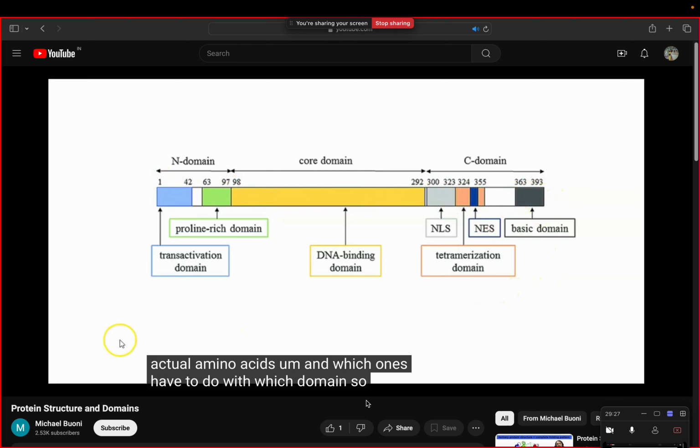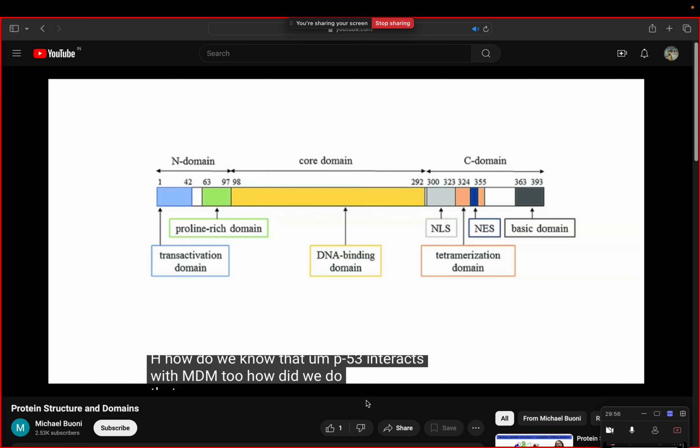So now that you have a fundamental sense of what a domain is, we can use the idea of domains to compare not only homology, but to find out which proteins happen to have DNA binding domains or tetramerization or whatever you want. This is where a lot of the work in proteomics is done, because this is how we figure out, how do we know that P53 interacts with MDM2? How did we do that?